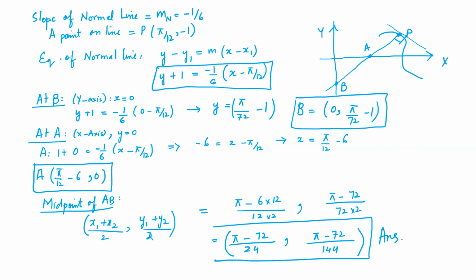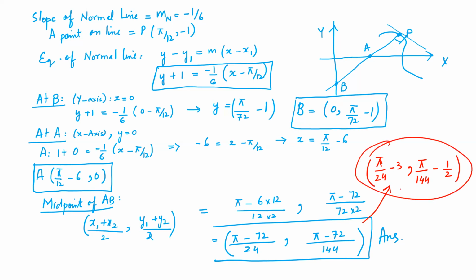Pi by 24 minus 3, or if you simplify it, I'm writing it in red, you can also call it pi by 24 minus 3, comma, pi by 144 minus 1 by 2. Okay, so this is another value, and this value is actually what is written in your marking scheme. So that's how also you can go.